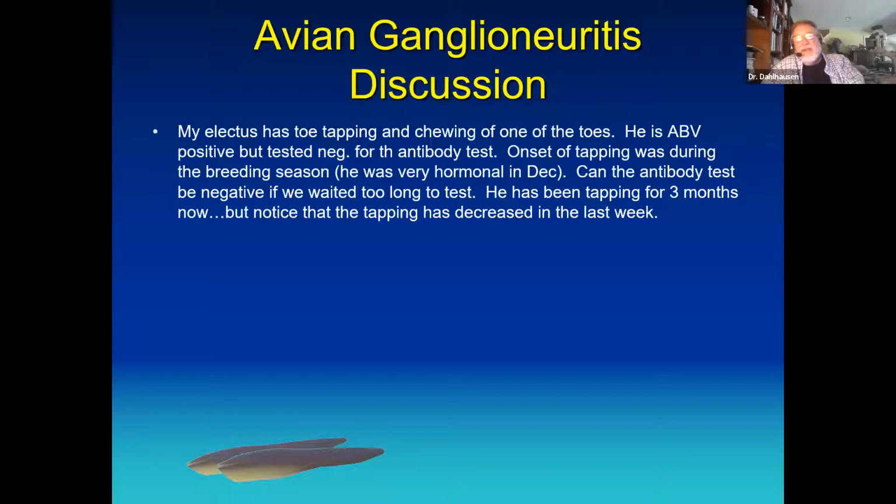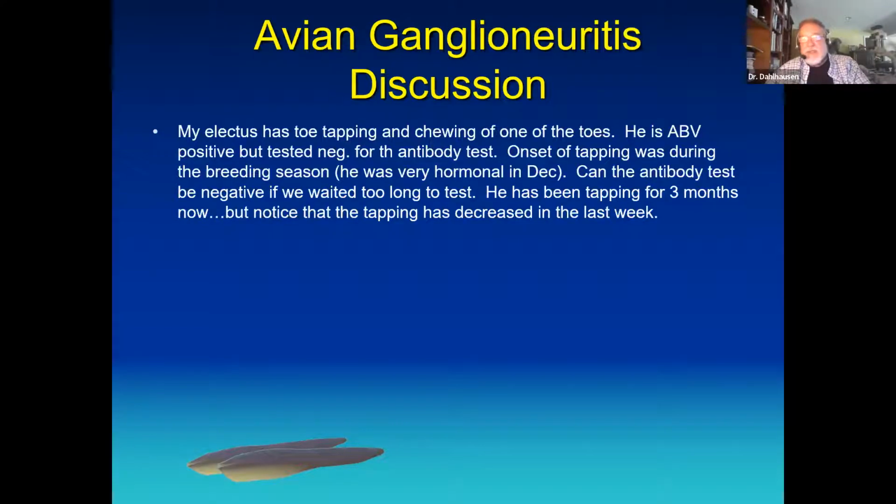For the most part, if he's got avian ganglioneuritis, the antibody test will show positive. We've had some instances of full-blown disease where these birds are so emaciated and their immune systems just aren't functioning, and it's a pretty rare situation, I've discussed this with Dr. Rossi, that some of these birds will have a negative antibody test.